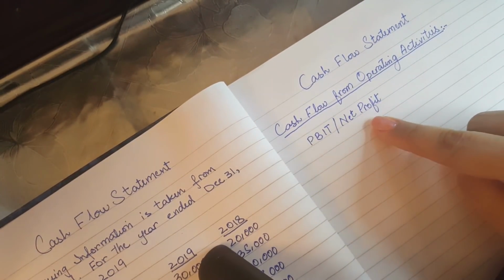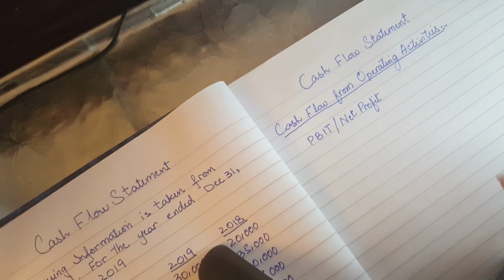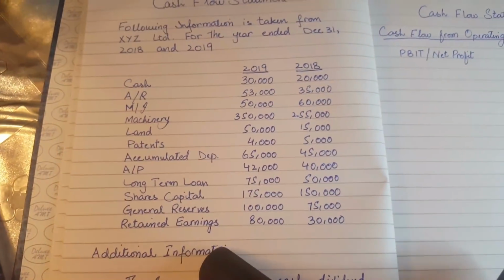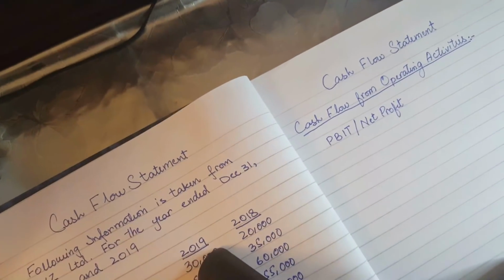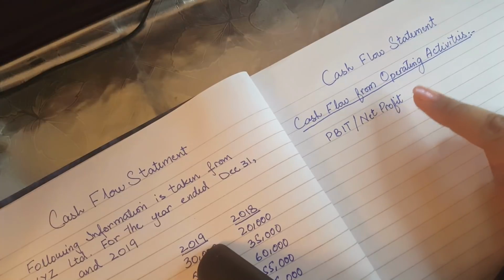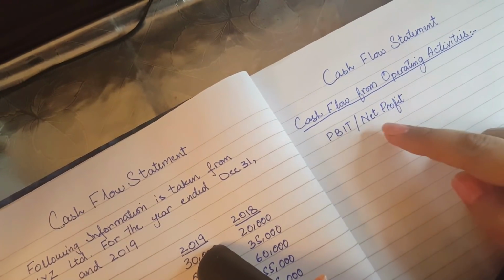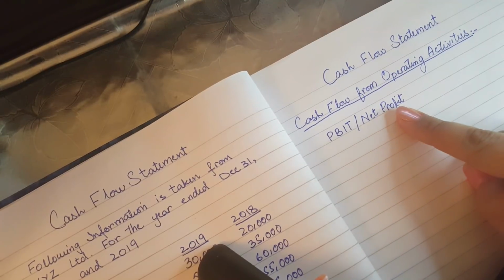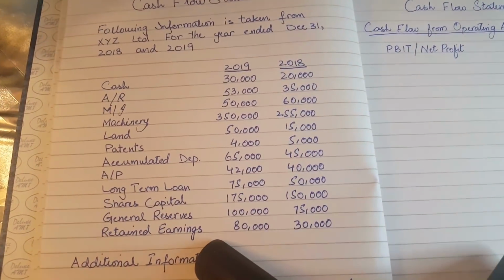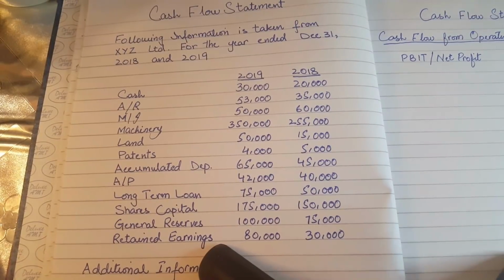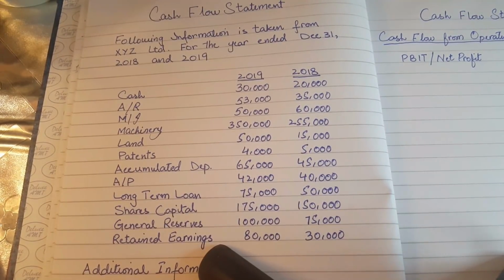So now we will calculate how the net profit is calculated. We are not given the net profit in the question, but we have to calculate this figure, net profit. So let's see how we will calculate this value. So guys, as I told you, we are not given the information of net profit. You can see from the question that we are not given information regarding net profit. So in this case, we have to calculate the net profit value.